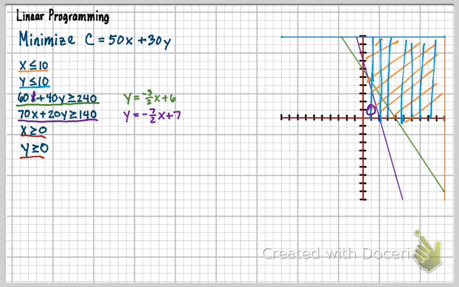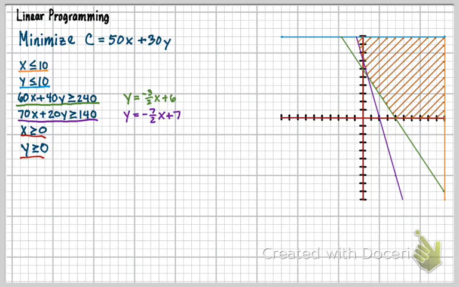When I plug in 1 here, for both my x and my y, I'm going to get 60 plus 40, which is 100, which is not greater than 240. So that means I'm on the right side of the green line, okay? And then I'm going to do the same thing with the purple line. I'm going to put 1s in there for both of those. And that's 70 plus 20, which gives me 90, which is not greater than or equal to 140. So that means I'm on both sides of the green and the purple line. So that happens. So there's our feasible region.